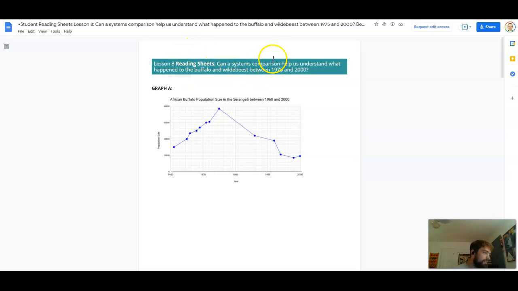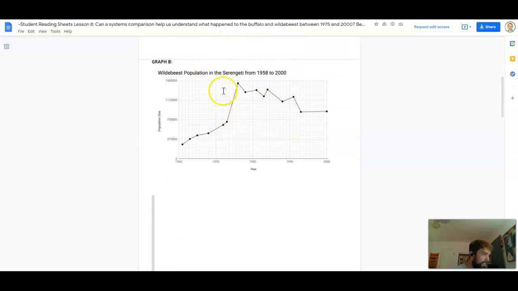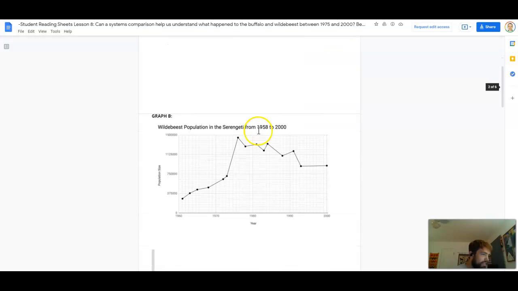Can a systems comparison help us understand what happened to the buffalo and wildebeest between 1975 and 2000? So here you have graph A, so you're going to interpret that. Make sure you look at the year and see how the population increased and then decreased at a steady rate. And then here's the wildebeest population from 1958 to 2000, and look at how it went up and stabilized. So you can compare these two and look at them.